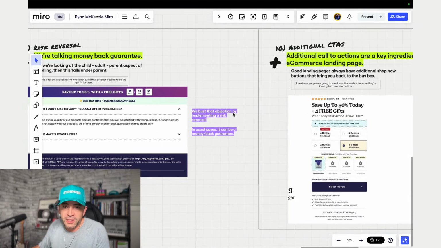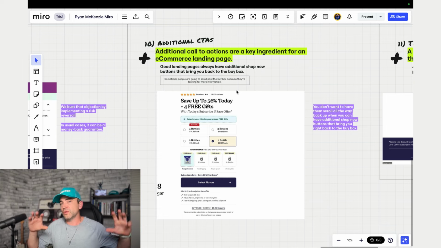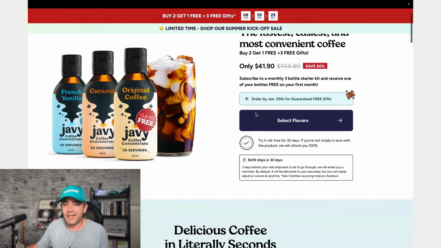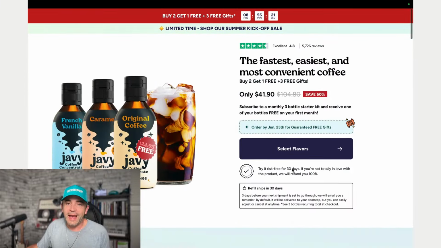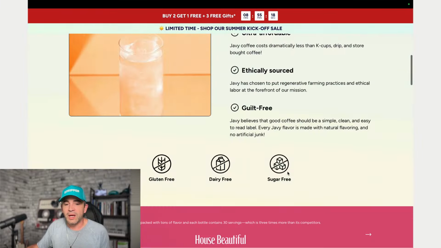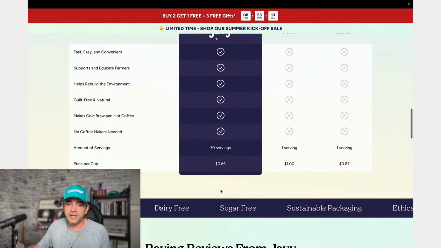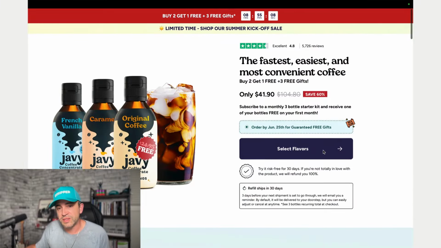All right, on to number 10. So Javi doesn't specifically do this, but I love to test this, and that is halfway through the page or every couple sections, I like to sprinkle in buttons that can allow people to skip reading and jump back to making the purchase. So you don't want somebody to have to scroll all the way back up after they've read halfway through your page. I like to sprinkle like a select flavors or buy now button here and maybe here and maybe one at the bottom. And that can slide you right back up here where they can make that choice.